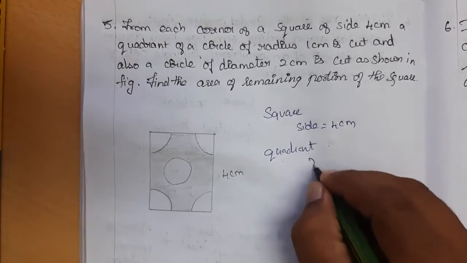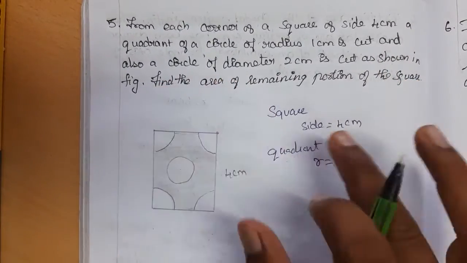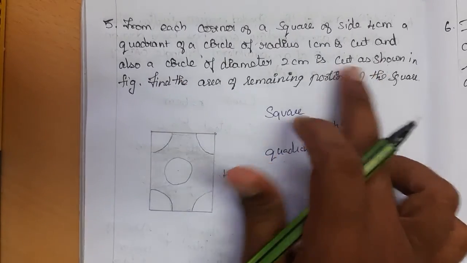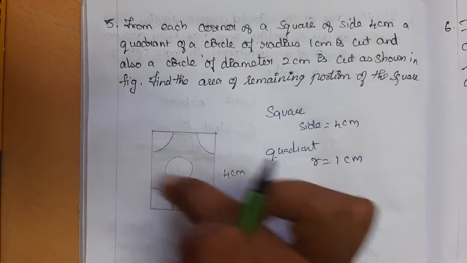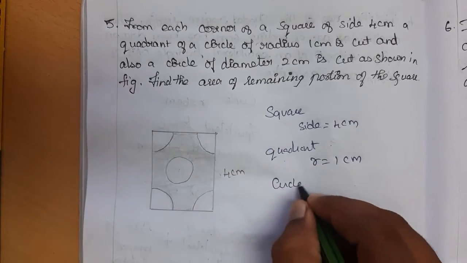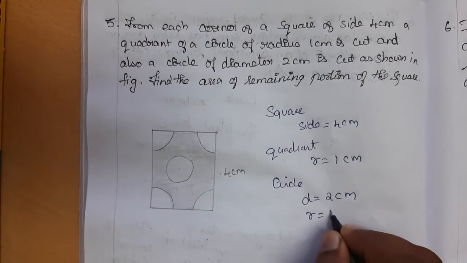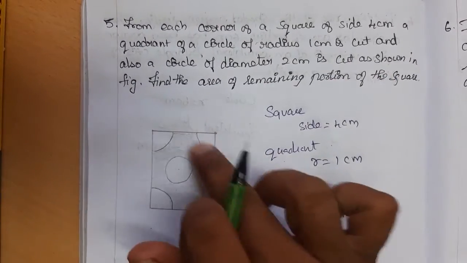A quadrant of radius 1 centimeter is cut, and also we don't need the angle. We know that it is 90 degrees. Let me see whether we have to use the angle or not. And also a circle of diameter 2 centimeters is cut in this. So the circle is given in between. The circle diameter is given as 2 centimeter, and the radius will become 1 centimeter. It's cut as shown in the figure.